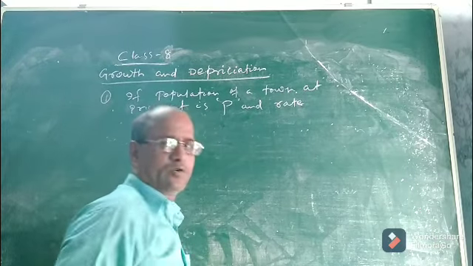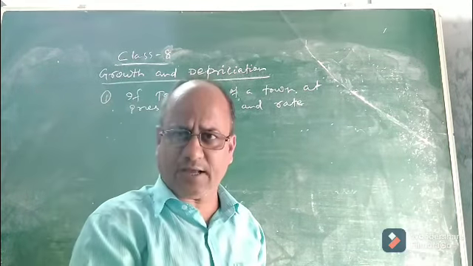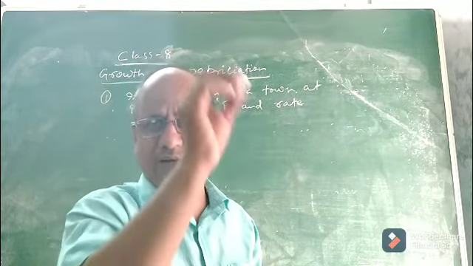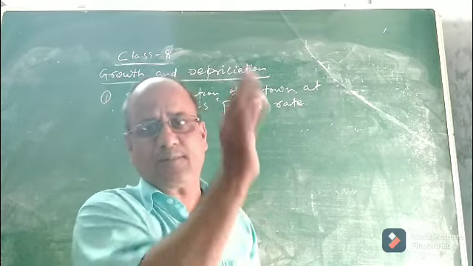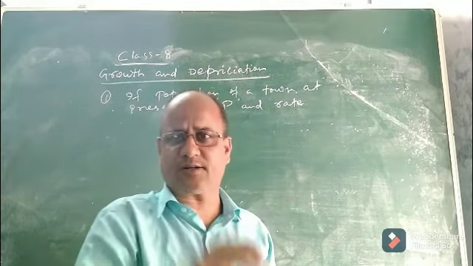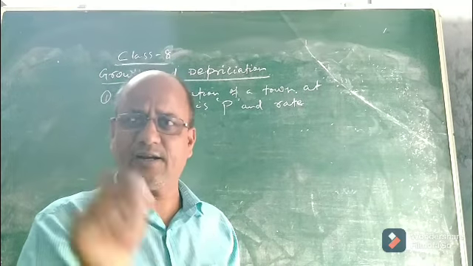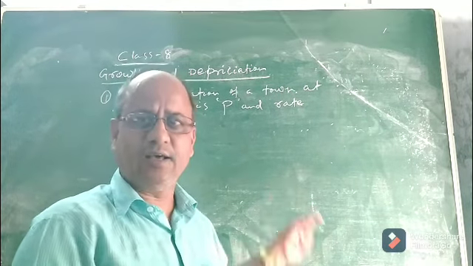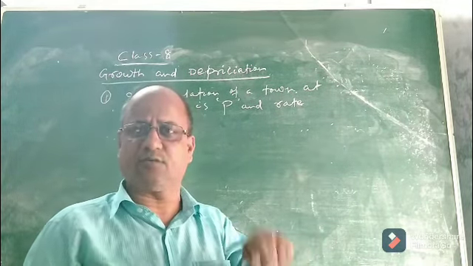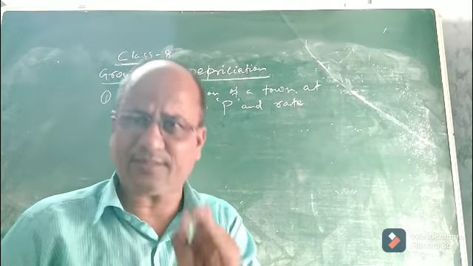What is rate of growth? Rate of growth means growth per unit time. That is called rate of growth, which is generally expressed as a percentage. Rate percent, like in simple interest, compound interest. Rate is always expressed as a percent. Similarly, rate of growth or rate of depreciation will definitely be expressed as a percentage only.